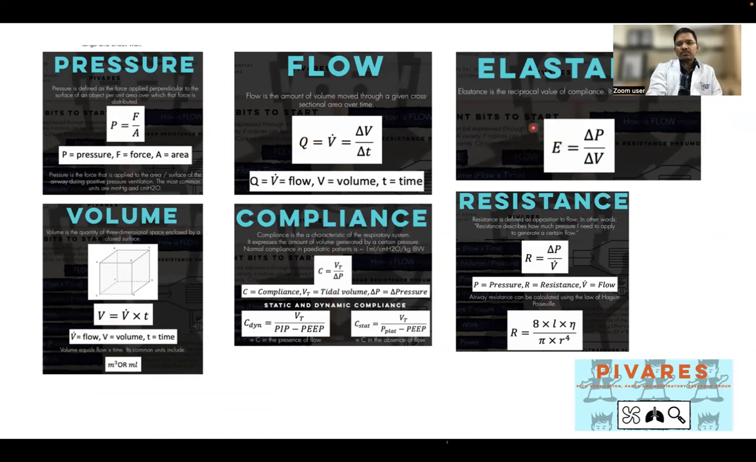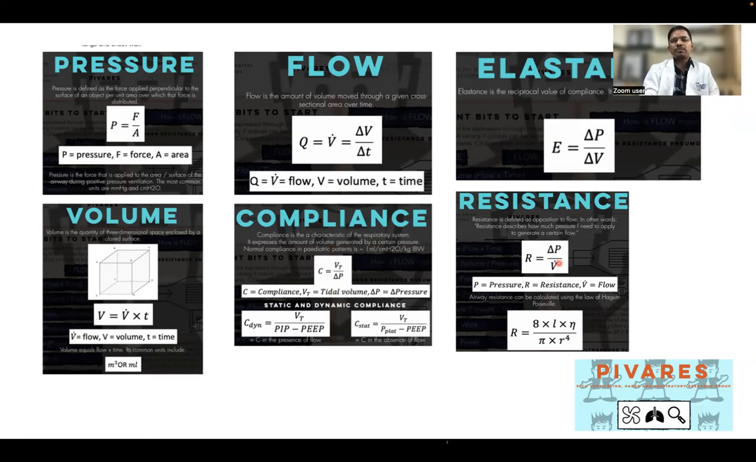Another two important terms we use for the elastic properties of the lungs and chest wall are compliance and elastance. What is compliance? Change of volume by change of pressure. So how much volume is changing with an equal amount of change of pressure? That's called compliance. And the inverse of compliance is called elastance.